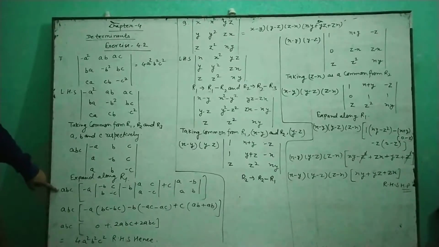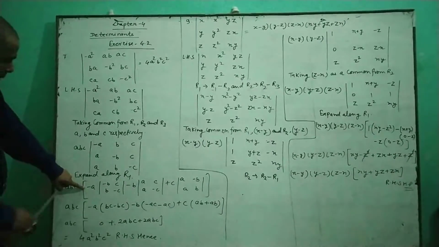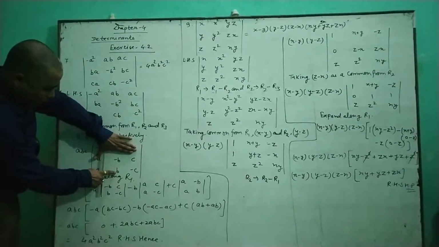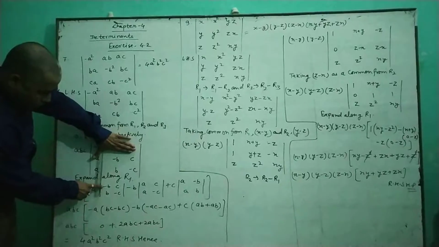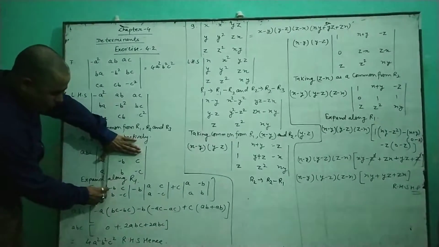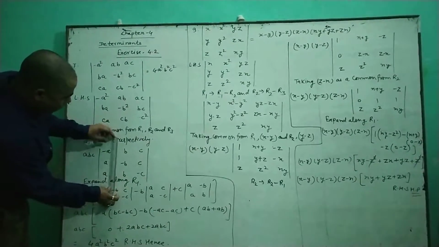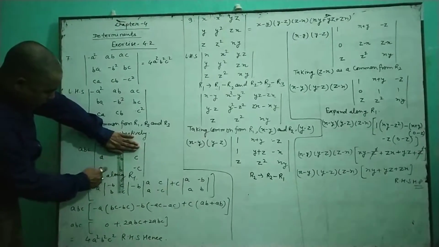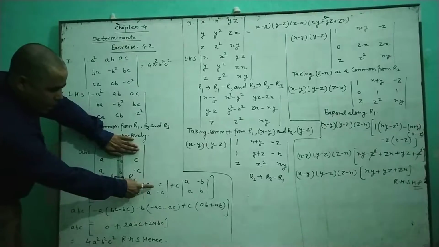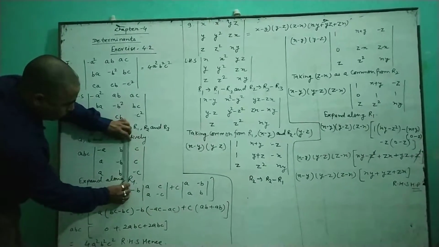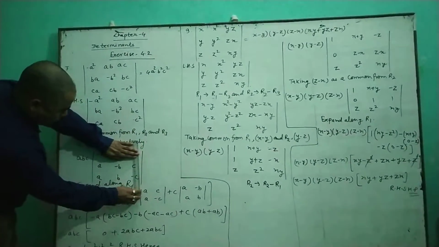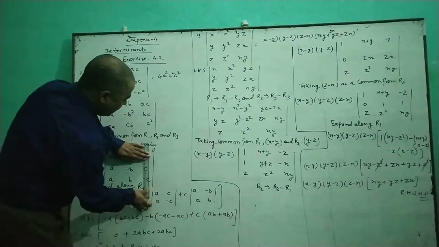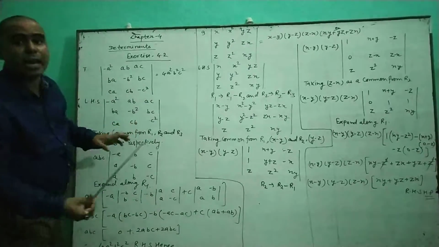ABC is outside, minus A. Then we have to close this one. BC here, minus B, C, B and minus C will be left. Now when we close this row, we take A, C, A minus C. When we close this row and column, we get A minus B, A and B. This is the expansion along R1.